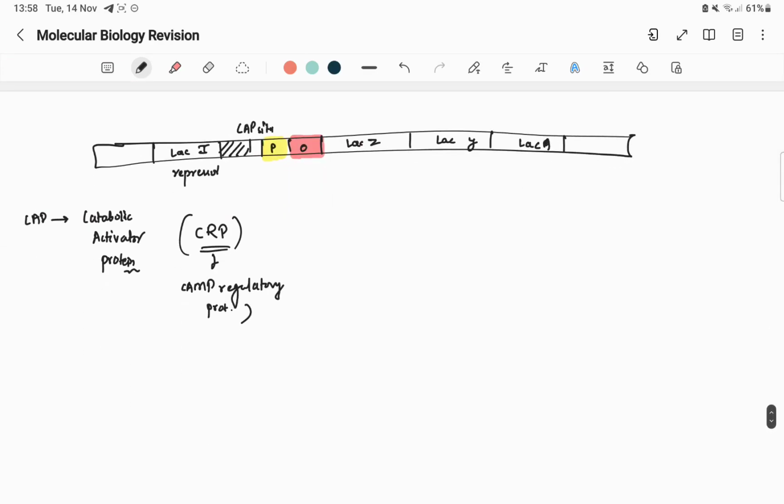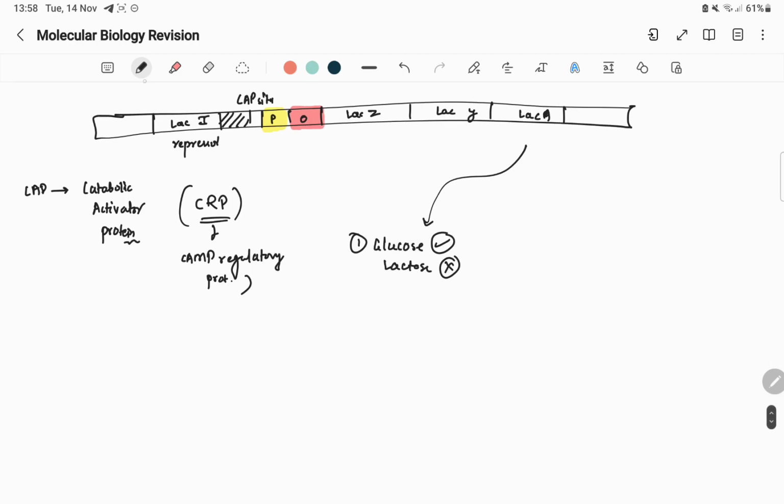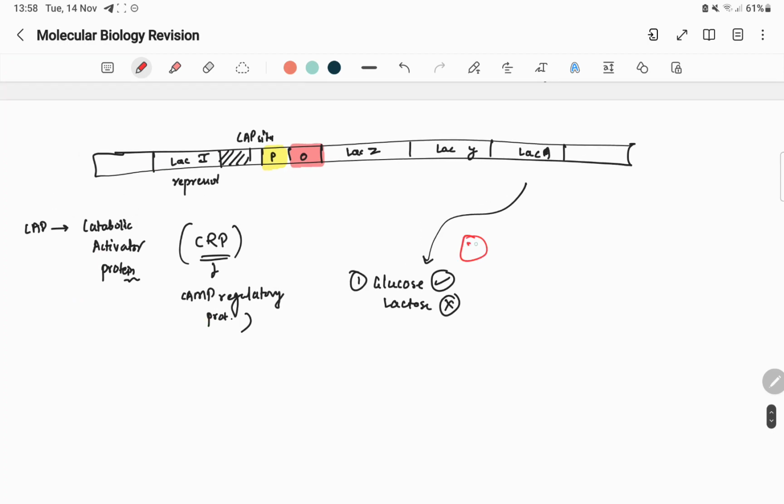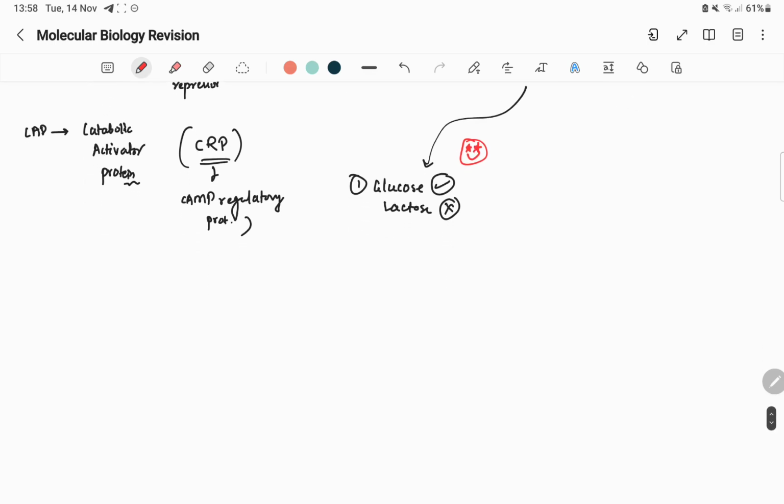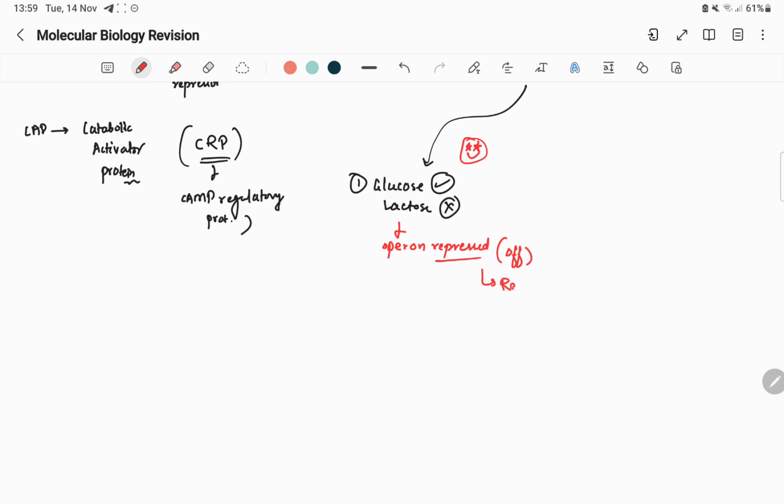Let's take the case when glucose is present and lactose is absent. What will happen if glucose is present? The bacteria is happy because glucose is present. It will be able to take up the glucose, so it doesn't need the lac operon. So the bacteria will use the glucose only, and the operon will be repressed. How is the operon repressed? Let's see it. Repressed or switched off. This is called negative regulation. So if glucose is present, there will be negative regulation of the operon.